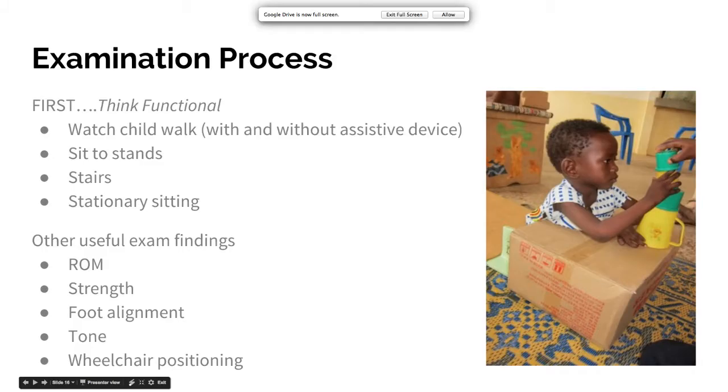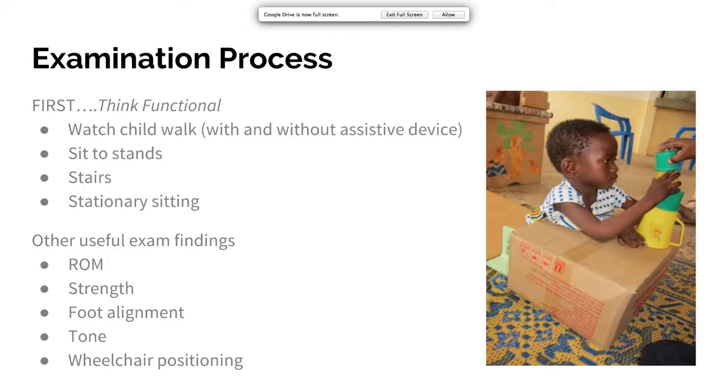All right. So when you are examining a patient with cerebral palsy, the first and most important thing to do is to observe their function. Observe how they move in their environment and how they complete different tasks, such as rolling over, sitting, moving from sit to stand, walking, and going up and down stairs. Depending on the functional level of the child, they may or may not be able to complete the higher level tasks, such as walking or climbing stairs.